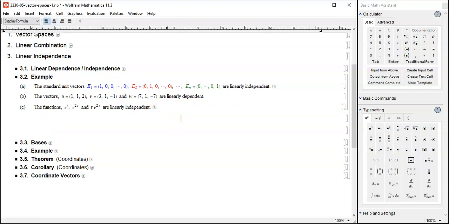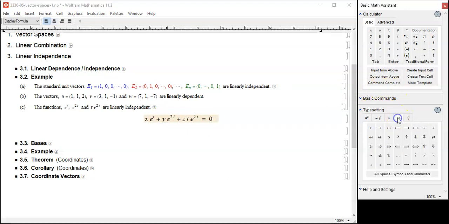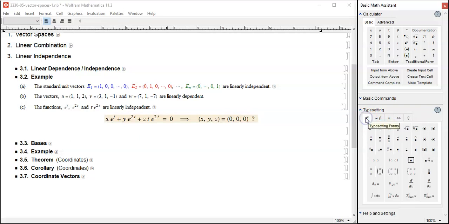So if I plug in x e to the t power plus y e to the 2t power plus z times t times e to the 2t power, if that's going to be 0, then we have to have x, y, z all 0. Well, why is that? Well, this is equal to 0.